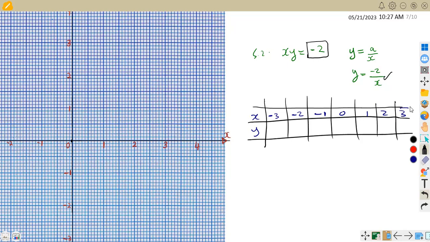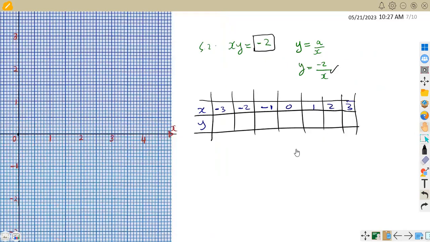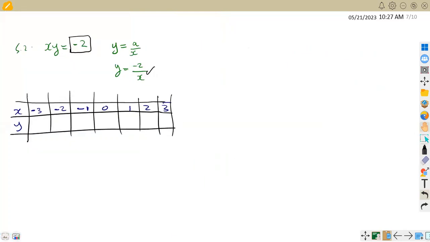Okay, so let's see the first value. What you simply have to do is to substitute here. If your x is -3, you substitute here, you get the value for y. On your calculator, that will be 0.66 and so on. So you can just write this as 0.7 to 1 decimal place just for drawing the graph. When x is -2, you substitute -2 over -2, you find the value of y, which is +1. When x is -1, -2 divided by -1, that's +2.